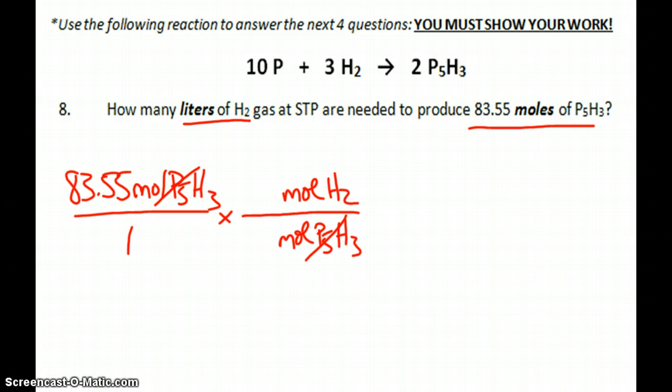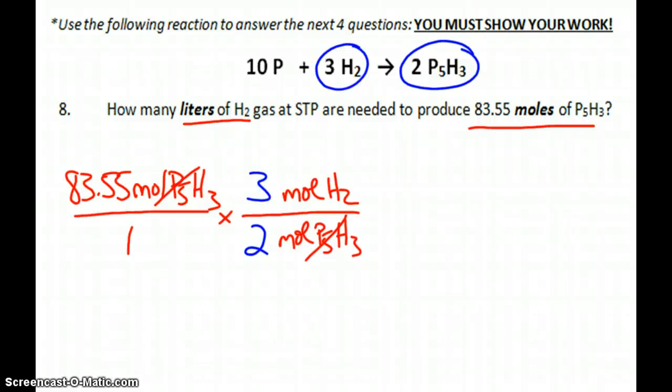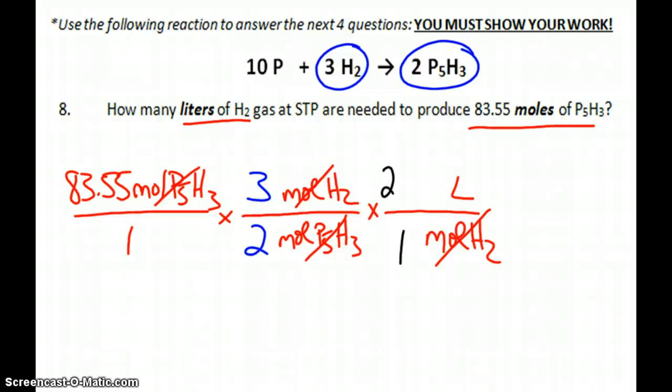I need my mole ratio. So again, 2 moles for the P5H3, 3 moles for the hydrogen. And now I finish with my new piece of information. I need to put moles of hydrogen down here so I can convert that into liters. And remember, 1 mole is always going to be 22.4 liters as long as we're at that STP.